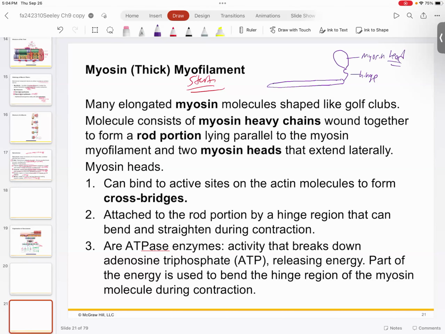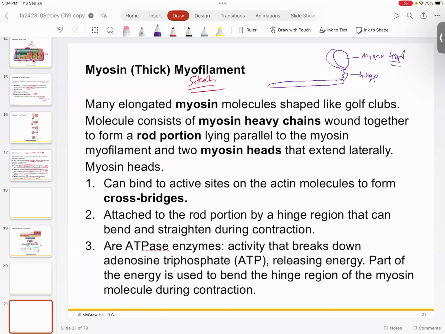Now, the myosin heads are important. So the head, I just wrote one of them because the other one is kind of behind it. So there are two lateral heads, they're kind of like that. And you have your hinge piece here. So you actually have two heads. And so what these guys are going to be doing is creating cross bridges with the actin molecules.